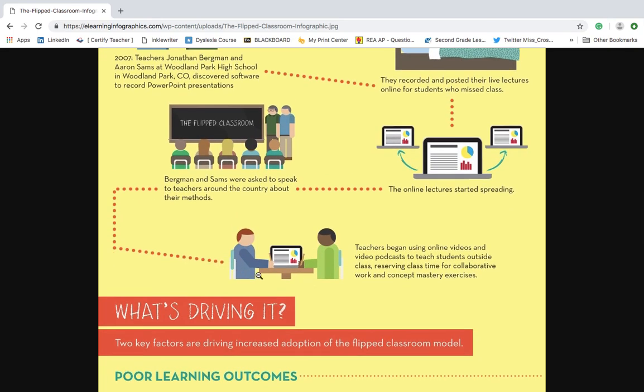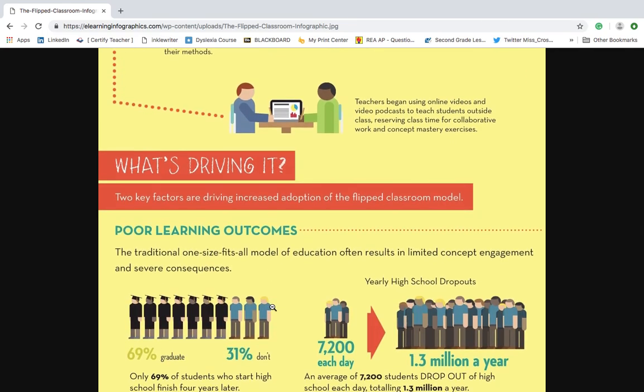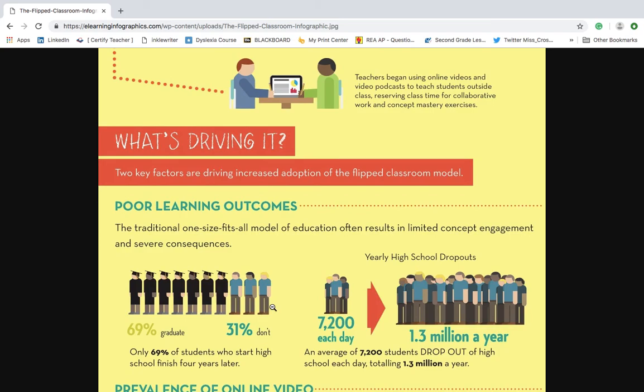Then if you keep going, you have students working together on the videos and making podcasts and creating those online videos, which is now what we call collaborative work. So who is driving it? If we go down, you can see the poor learning outcomes from what we know as traditional one-size-fits-all. This is what we're very used to for those who came up through the traditional learning style where the teacher stands in front of us. If you see down here, 69% graduate, 31 do not. Only 69% of students who start high school finish in 4 years.